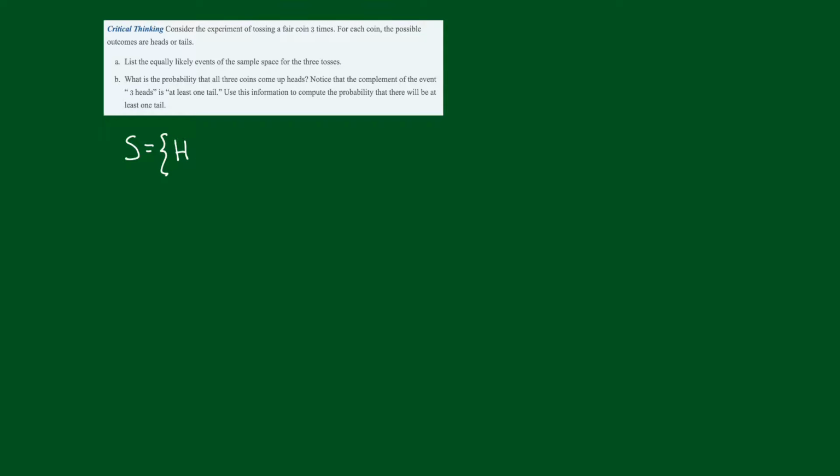First, you get a head. Then the second toss, you get a head. The third toss, you get a head. Now, there's some other possibilities. Can you list them all? So think about it. Maybe pause, come back, and we'll do it together.